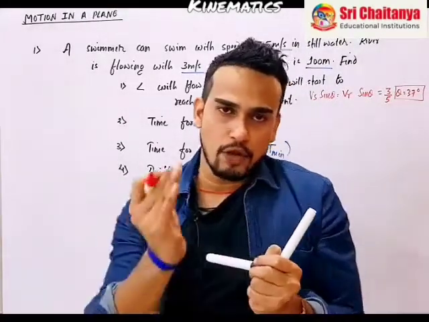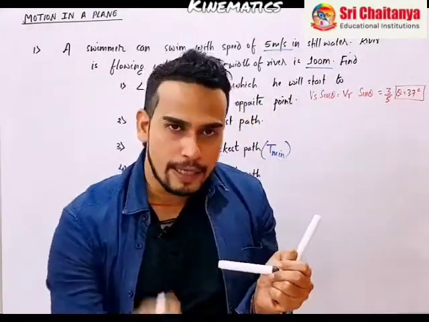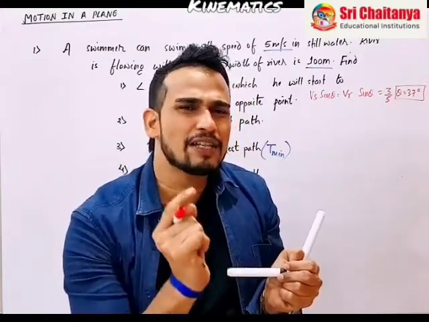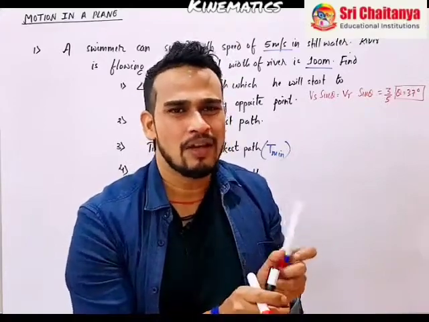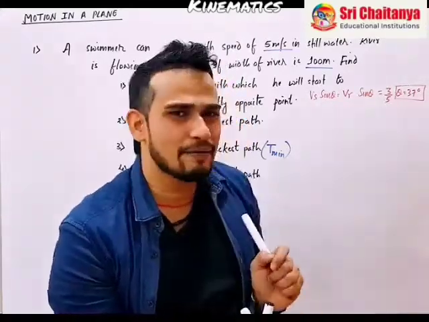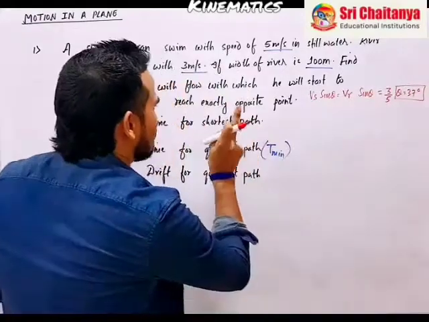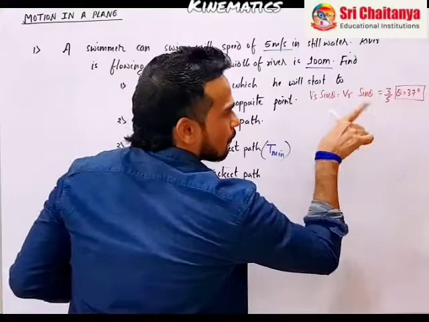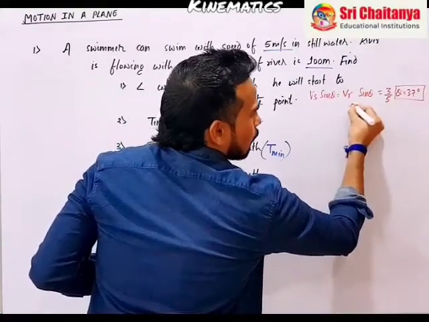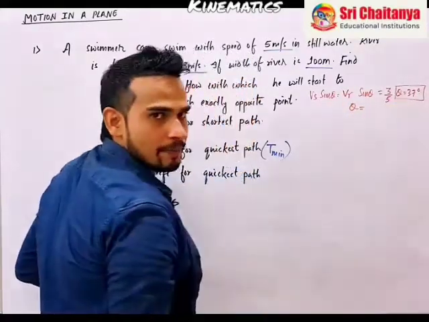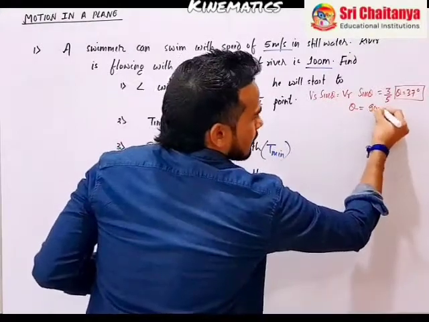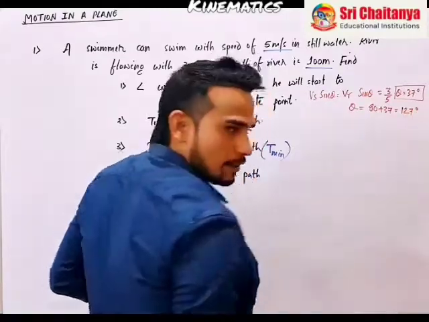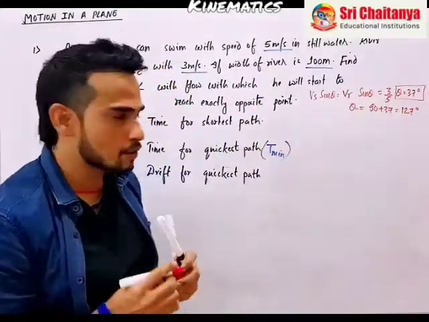No, this is what I said just now. You have to see with what they have asked the angle. They have asked the angle with the river flow. With the perpendicular, theta is 37. With the river flow, the angle will not be theta. So the angle with the river flow will become 90 plus 37, so your answer will be 127 degree.